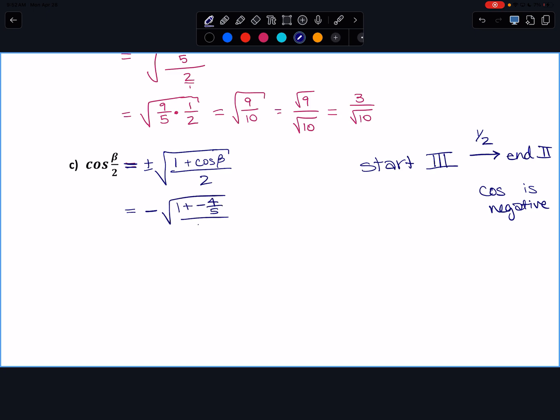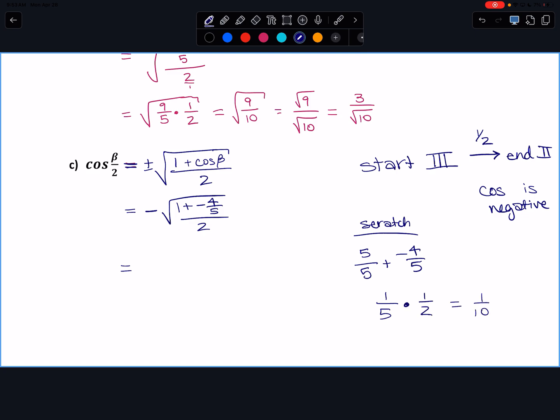Okay. And then I went over to the side to do the work. It ends up being 5 over 5 plus negative 4 over 5, which is just 1 over 5. But then there's a 2, so you gotta multiply by 1 over 2. So over here, you just go ahead and multiply by 1/2. Yeah, and then equals 1 over 10.